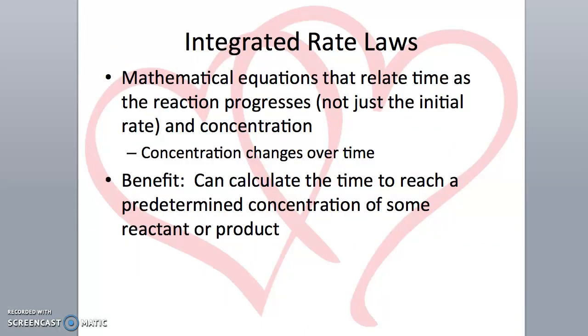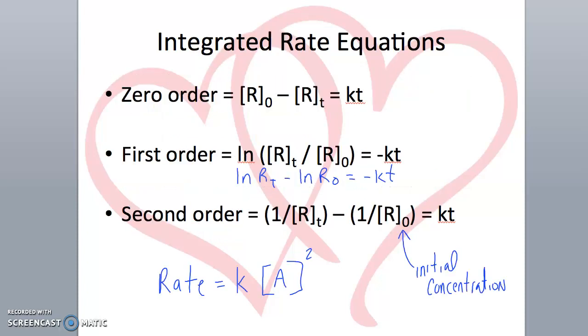The integrated rate laws will be used when we need to calculate a concentration at a certain time, or if we want to know the time needed to reach a certain concentration. These are the integrated rate law equations, and they will be provided.